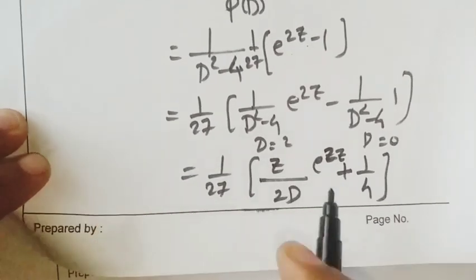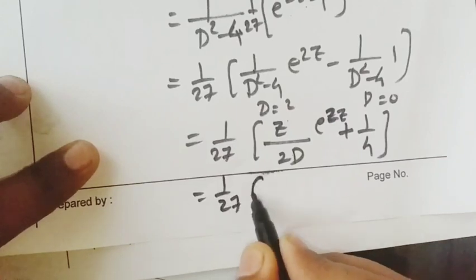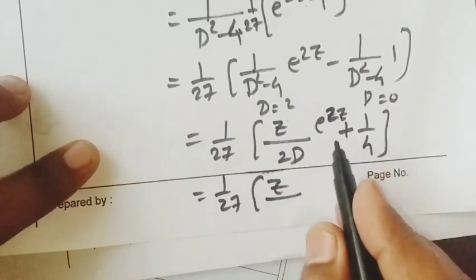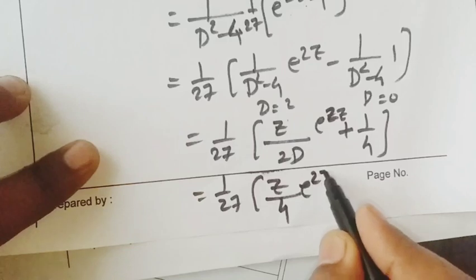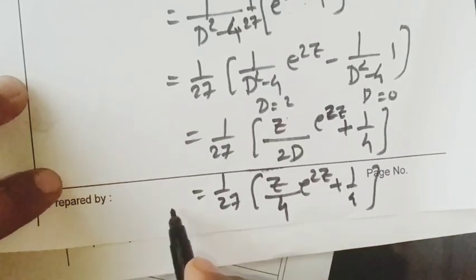Now after simplifying, 1 by D is what? Integration. So after integrating, with this 1 by 27 as it is, after integration we'll get here one more 2, which is 4, e raised to 2z plus 1 by 4. Okay, so this will be the final particular integral.